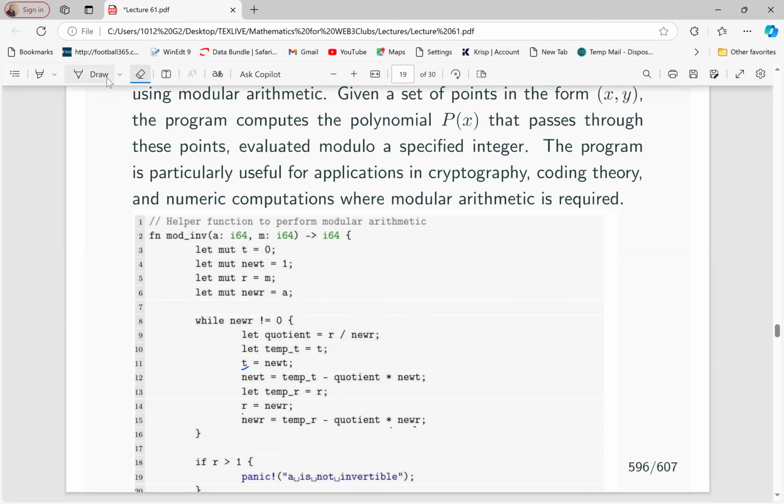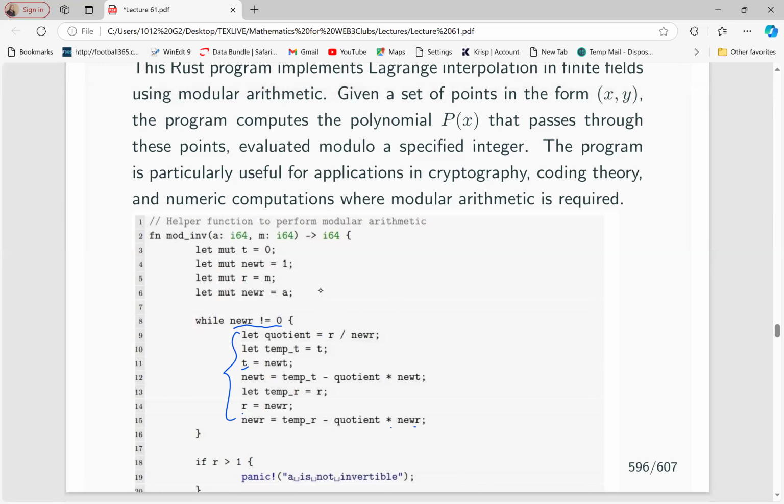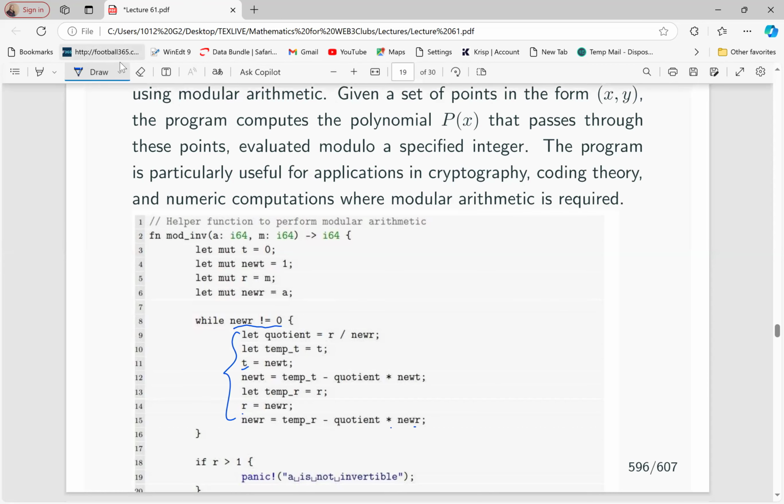So this process continues until the new r is 0. But while it's not 0, these steps continue. They repeat themselves until the new r is 0. When the new r is 0, you exit the loop.